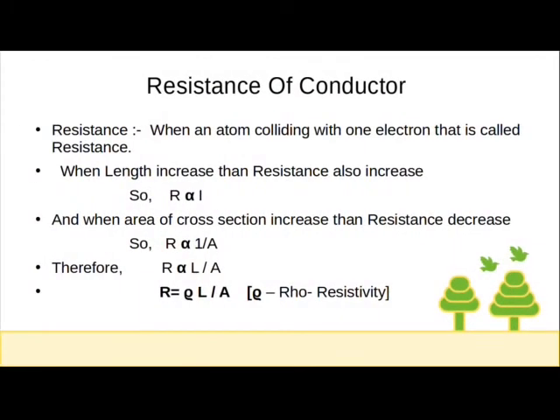Resistance of a conductor. Resistance is caused when atoms collide with electrons. When length is increased, resistance also increases, so resistance is directly proportional to length. When the area of cross section increases, resistance decreases, so R is inversely proportional to area of cross section. Therefore, resistance is directly proportional to L upon A, and when the proportionality sign is removed, rho comes in. Rho is a Greek letter.